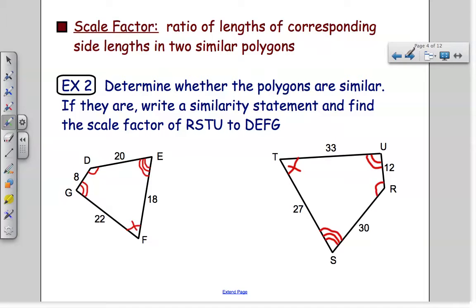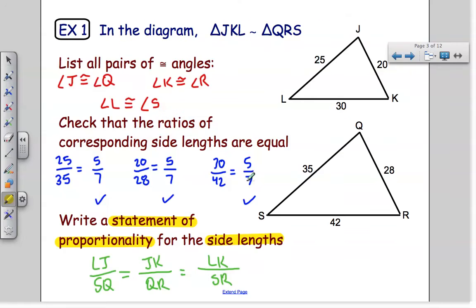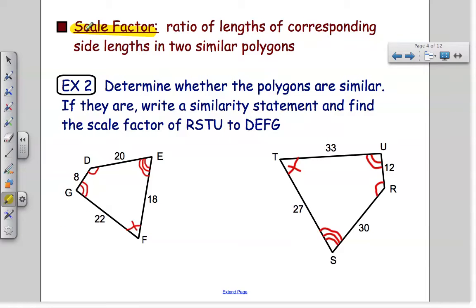With similar figures, we also talk about scale factor, just like we did for those proportions in those real life problems. We look at scale. But a scale factor is that ratio of the lengths of the corresponding side lengths in similar polygons. We found a scale factor 3 times in the last example. 5 to 7 is your scale factor because that is a ratio of the sides. Okay? And always reduce to get scale factor.